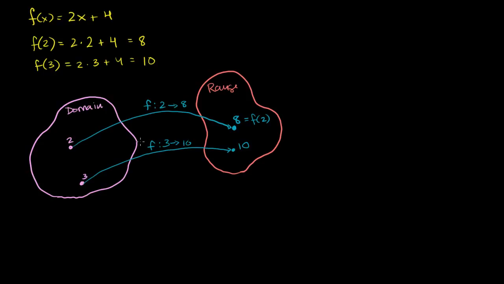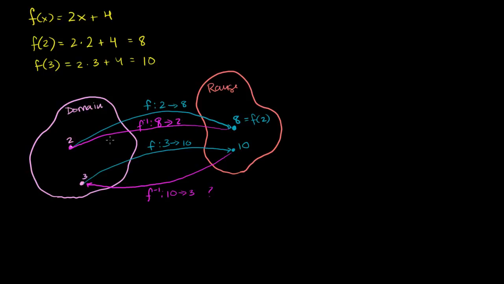Now, this raises an interesting question. Is there a way to get back from 8 to the 2? Or is there a way to go back from the 10 to the 3? Is there some other function, which we can call the inverse of f, that'll take us back? Is there some other function that'll take us from 10 back to 3? We'll call that the inverse of f, and we'll use that as a notation. Will the inverse of f, if we apply it to 8, take us back to 2?